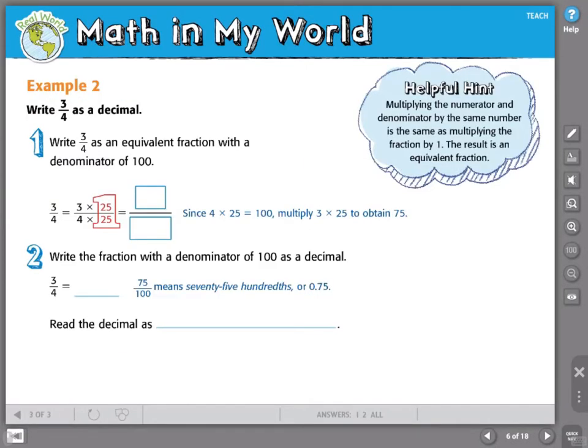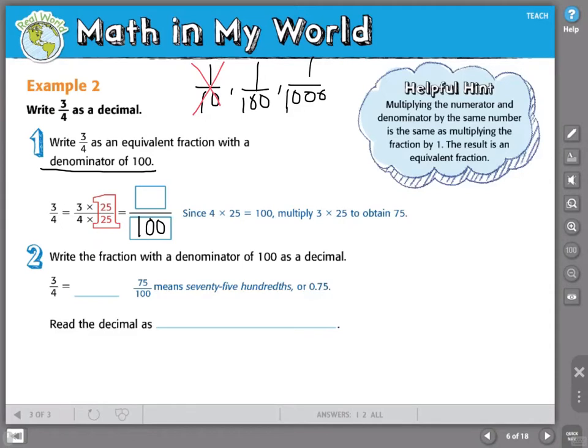Let's try one a little more complicated. Let's write 3 fourths as a decimal. Well, I know that I cannot turn 4 into tenths, so I need to come up with an equivalent fraction with a denominator of 100. Why did I choose 100? Because I know decimals are tenths, hundredths, and thousandths. Now, since I can't turn fourths into tenths, I'll have to go with hundredths.